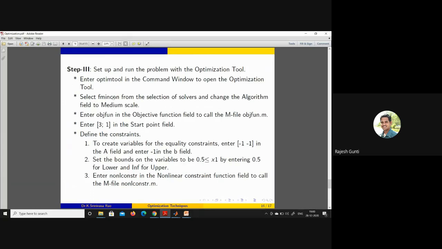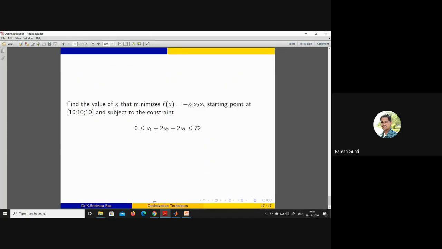Fmincon is a solver to solve non-linear constrained optimization problems. Objective function, starting point, the variables, everything I explained with this. Now I am going to this problem. Now you tell me how to solve this problem. Find the value of x that minimizes f of x equal to minus x1 minus x2 minus x3, starting point at 10, 10, 10 and subject to the constraint.